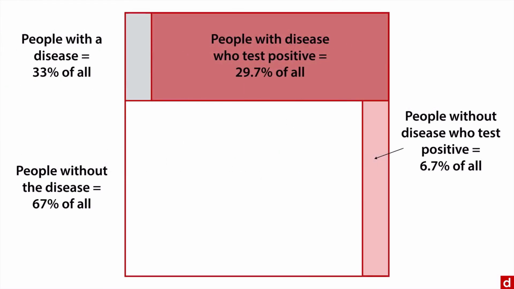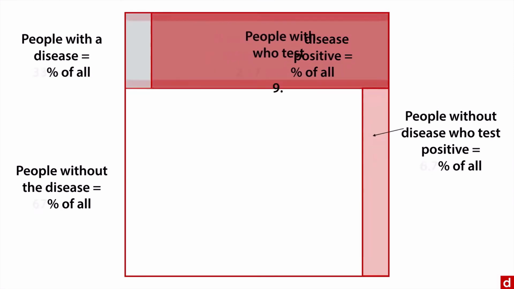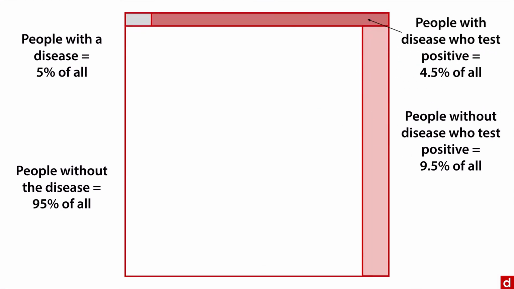Here's what we originally had. Let's move it around a little bit. And let's make the disease much less common. And so now we're going to have 4.5% of all people are people who have the disease and test positive. And then because there's a larger number of people who don't have the disease, we're going to have a relatively larger proportion of false positives. Again, compared to the entire population, it's going to be 9.5% of everybody.